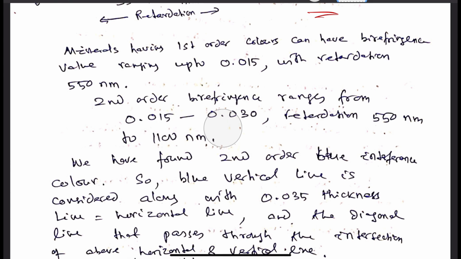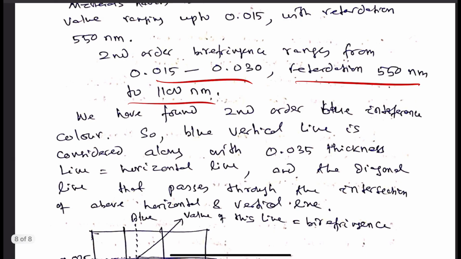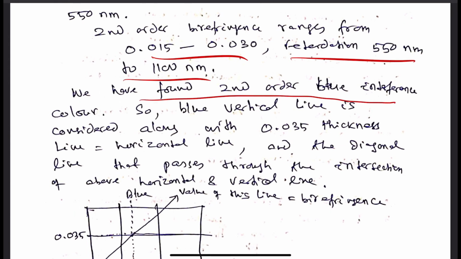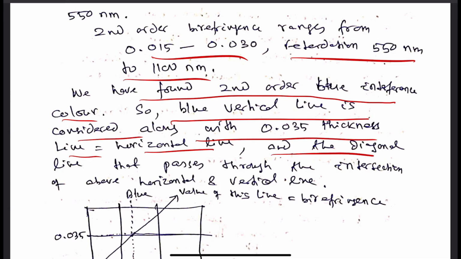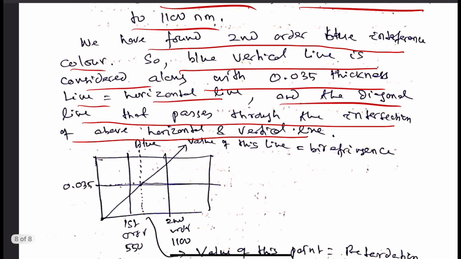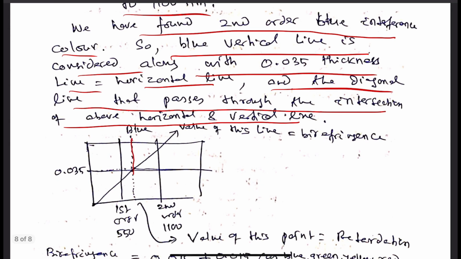Second order birefringence ranges from 0.030, and the retardation from 550 nanometers to 1100 nanometers. We have found second order blue interference color. So the blue vertical line is considered along with the 0.035 thickness horizontal line, and the diagonal line that passes through the intersection of the horizontal and vertical lines. This is the vertical line, this is the horizontal line, this is the diagonal line. On each diagonal line the birefringence value has been mentioned.